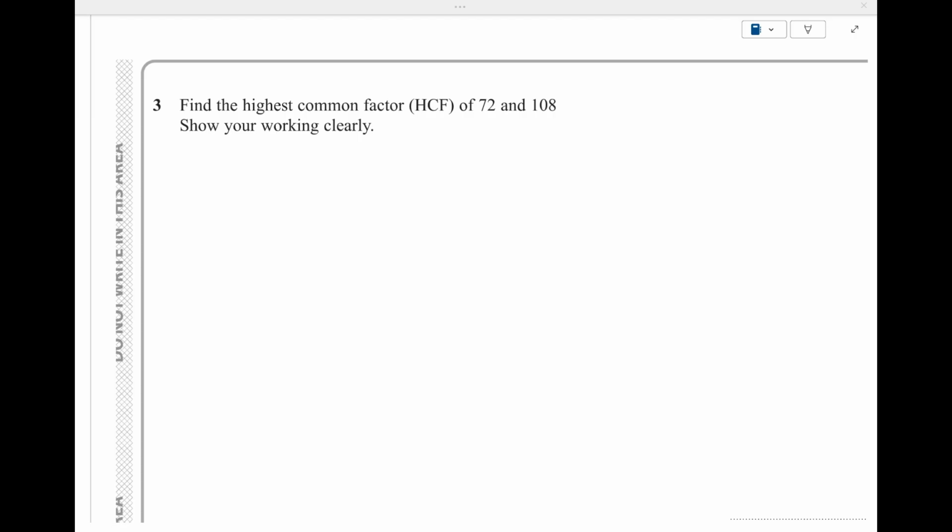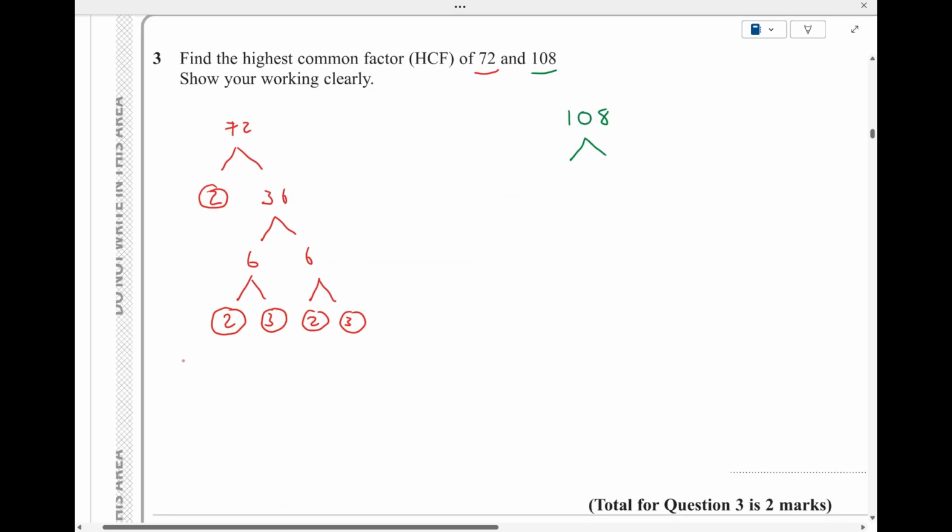Question 3, I've got to find the highest common factor of 72 and 108. Well, I'm going to do this by writing each of these numbers as a product of primes. And to do that, I'm going to use a factor tree. Now 72, that's twice 36. 36 is 6 times 6. 6 is 2 times 3. And 6 is 2 times 3. So I know that 72 is 2 times 2 times 2 times 3 times 3.